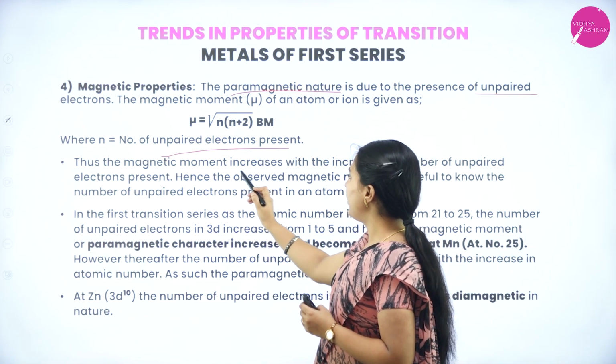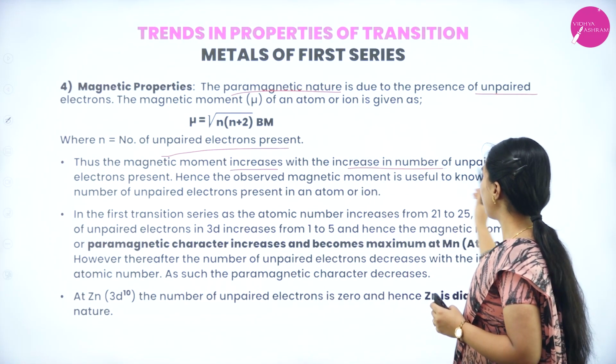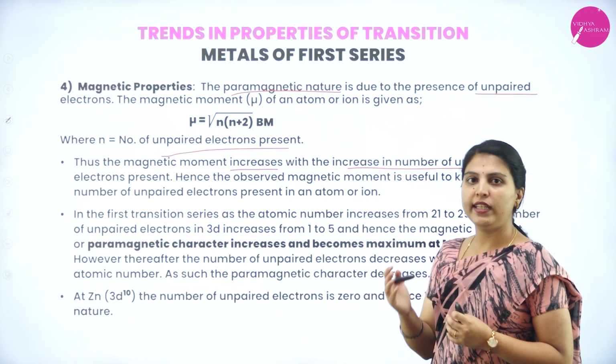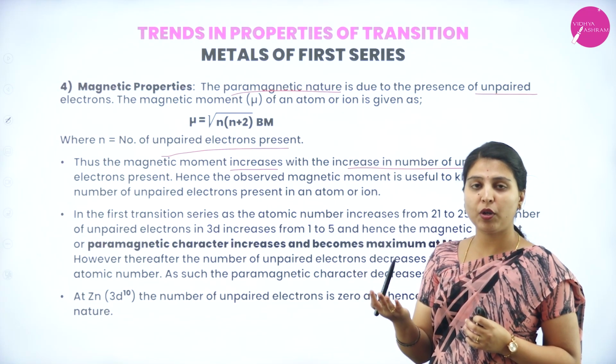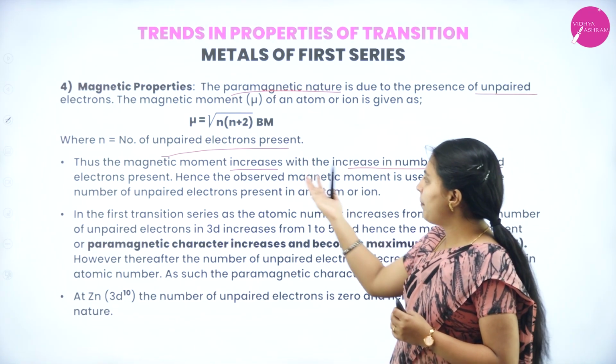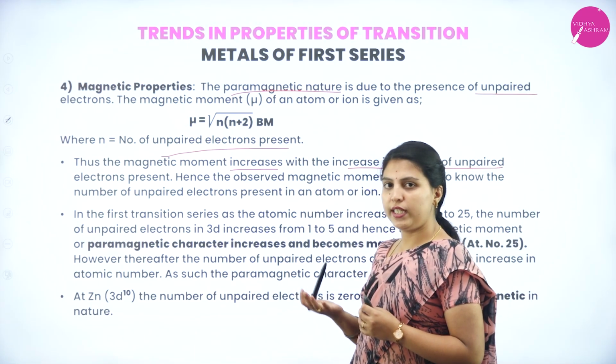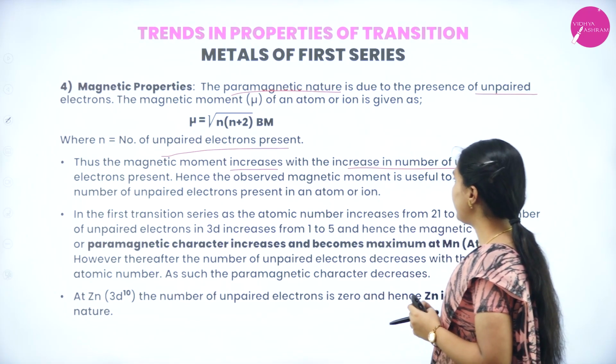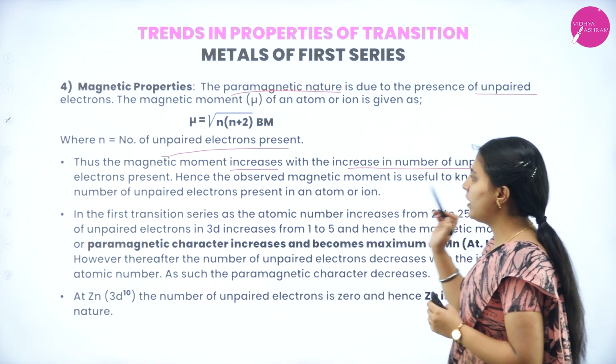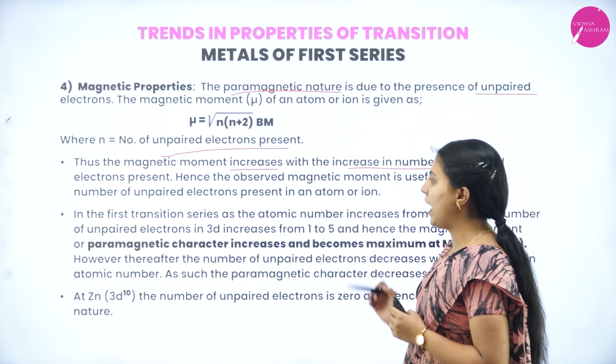Thus, the magnetic moment increases with the increase in the number of unpaired electrons. When n, the number of unpaired electrons, increases, then the magnetic moment will increase. Hence, the observed magnetic moment is useful to know the number of unpaired electrons present in an atom or ion.